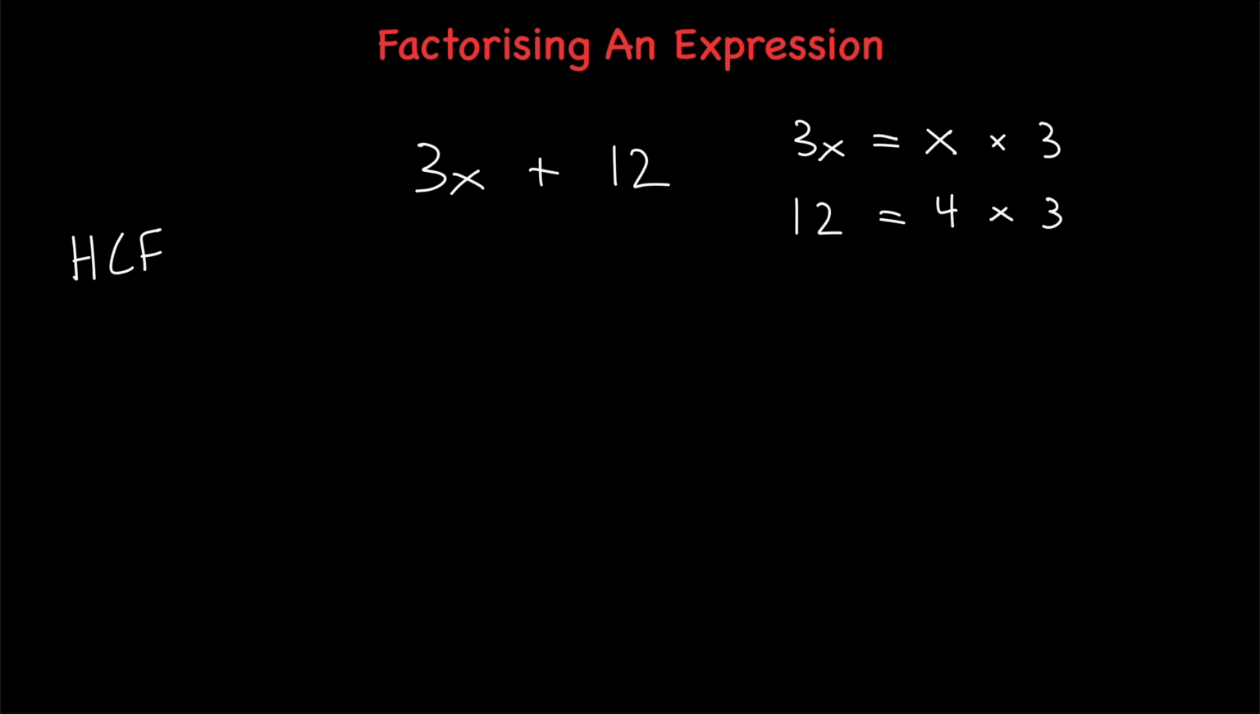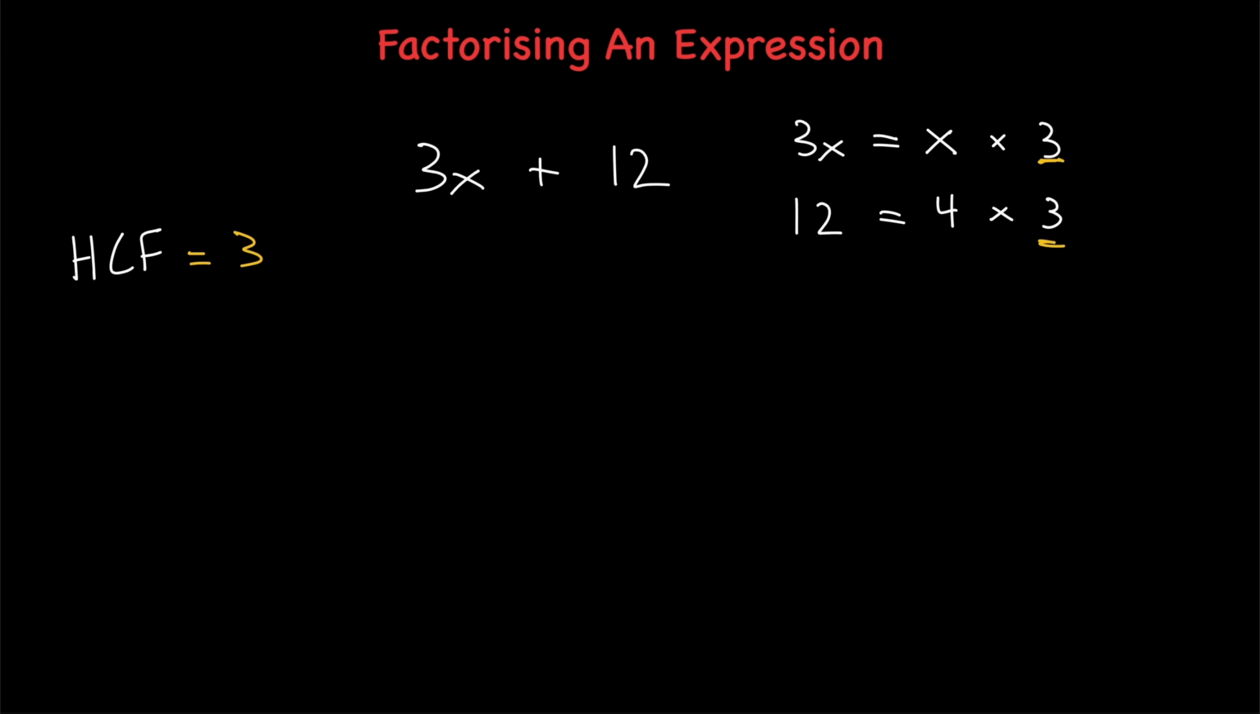Let's try another example. 3x plus 12. So first we find what the highest common factor is. 3x is equal to x times 3, and 12 is equal to 4 times 3. So because the number 3 can be used in multiplying to get both of the terms in the expression, the number 3 is our highest common factor.